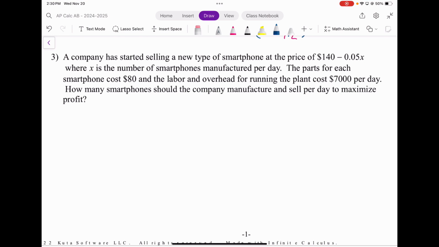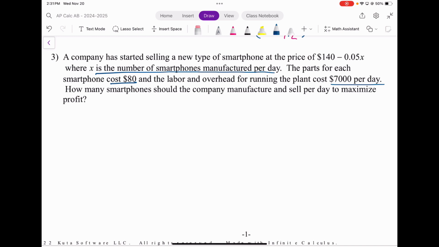Okay, a company has started selling a new type of smartphone at the price of $140 minus 0.05x, where x is the number of smartphones manufactured per day. The parts for each smartphone cost $80, and the labor and overhead for running the plant costs $7,000 per day. How many smartphones should the company manufacture to sell per day to maximize profit?